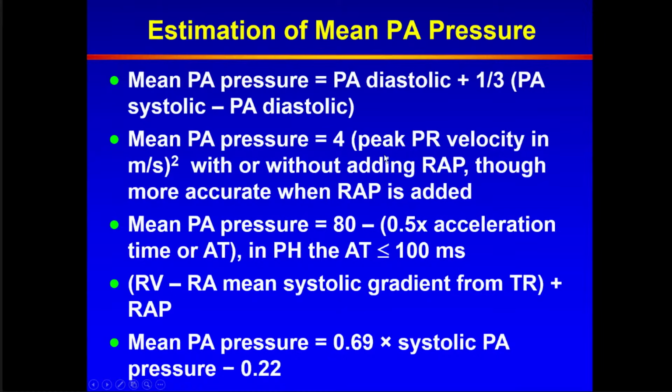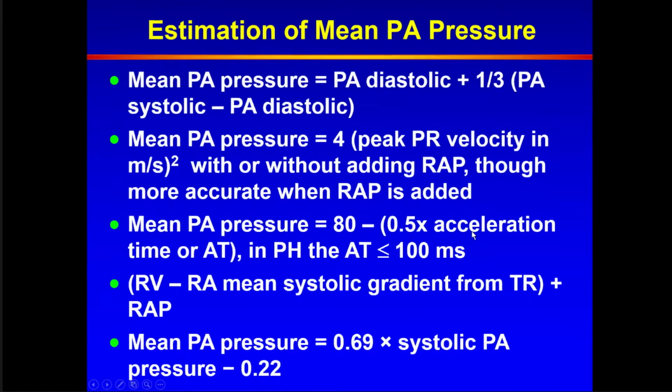Another approach is looking at the peak pulmonary regurg velocity as for that velocity squared, with or without adding a right atrial pressure. In many patients with significant degree of pulmonary hypertension, right ventricular diastolic pressures are elevated, and it is more accurate when they are taken into account. The advantage of option 2 as opposed to option 1, this is a single measurement, whereas here you're bringing several measurements, each with its own error.